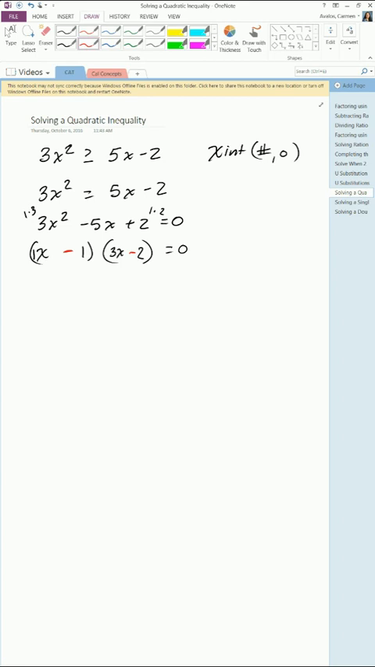Alright, so now I have factored them. So I have x minus 1 is equal to 0. Let me get that in the other color. x minus 1 is equal to 0. 3x minus 2 is equal to 0. x is going to equal 1.